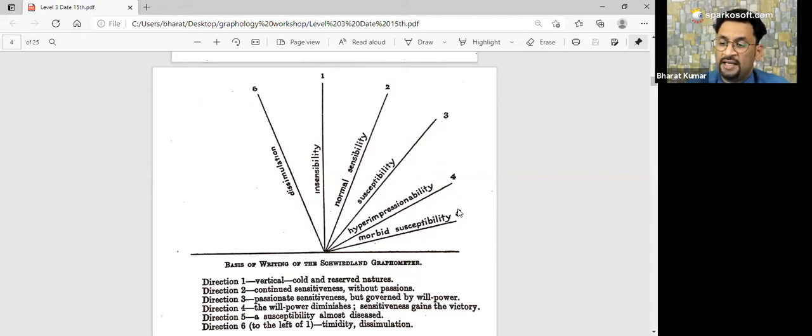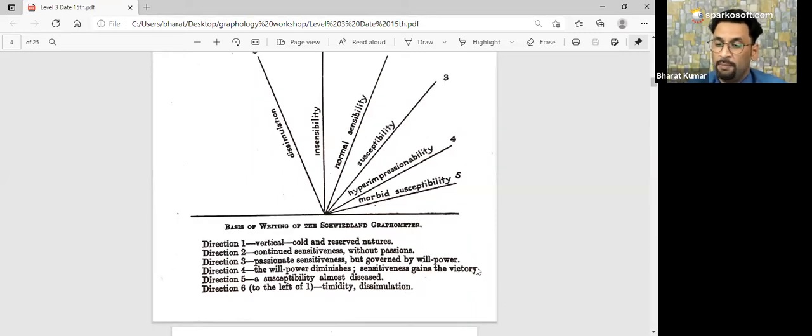So if slant is in the category of 4, this is hyper impressionability. Meaning what will happen? The willpower diminishes, sensitiveness gains the victory here. Willpower is less, just due to sensitivity they can get something. And highly illegible slant is here, that is the 5th slant, that is morbid susceptibility. In that case they are very timid in their behavior, highly timid in the behavior, and dissimulation is observed here.